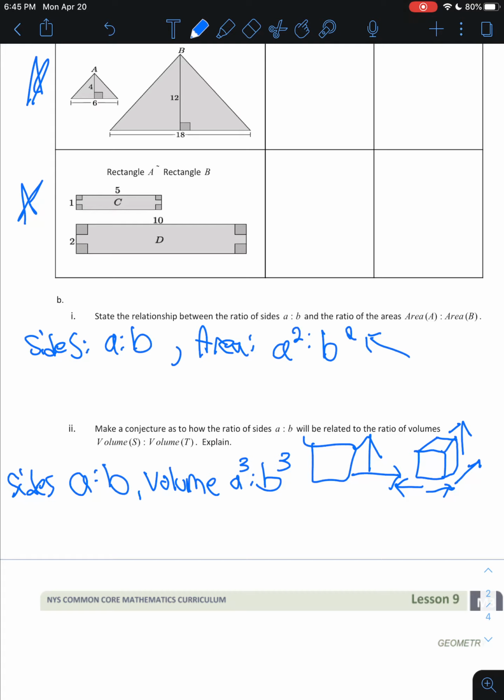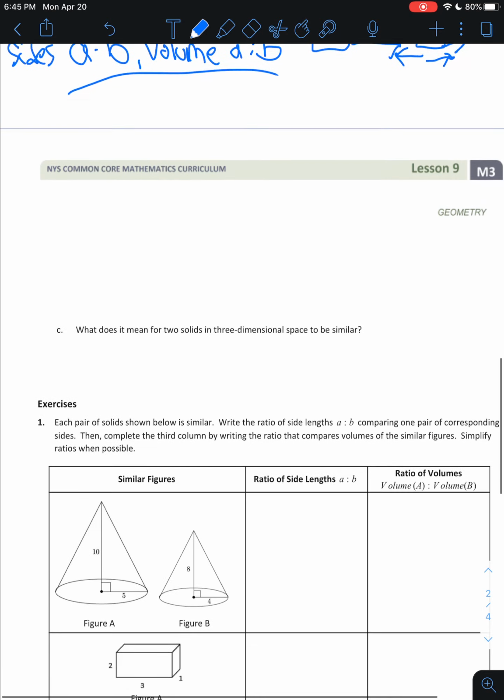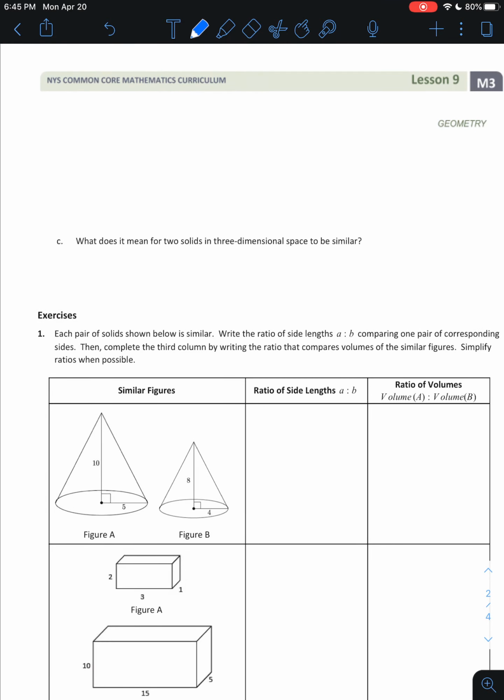Because there are 3 sides, right? Or I should say 3 sides going in different directions. So let's take a look at an example using this new idea here. Oh, first we have a little C down here.